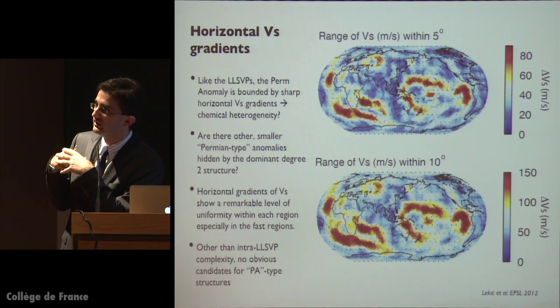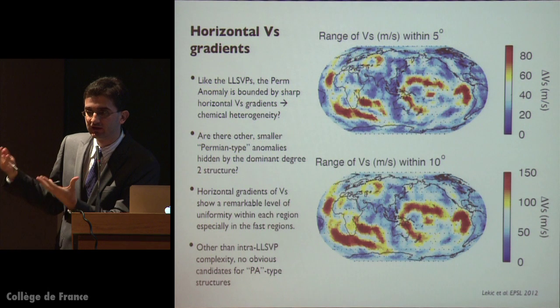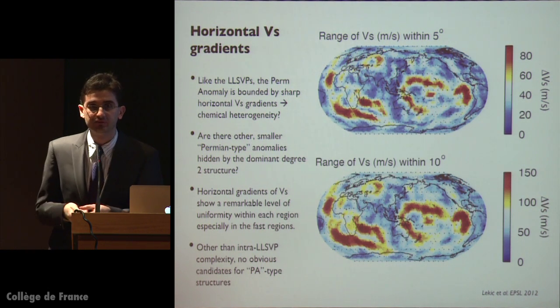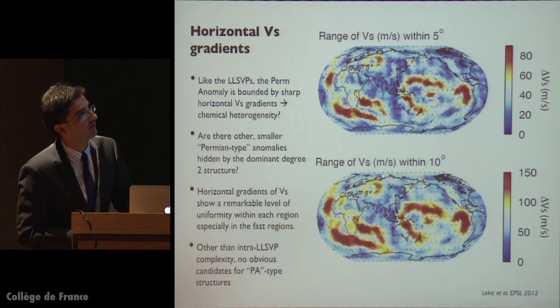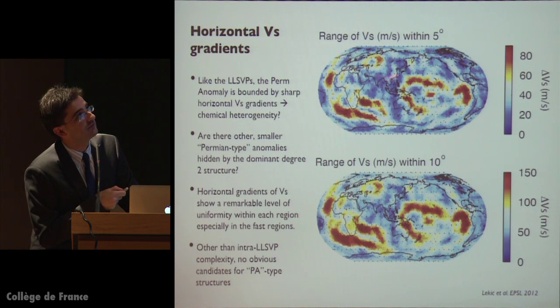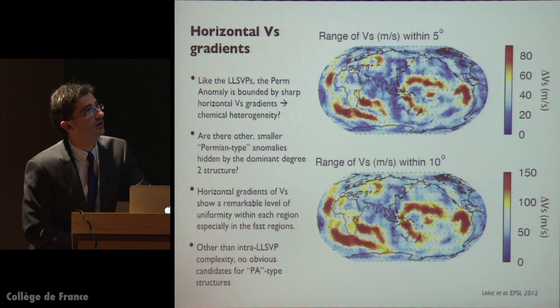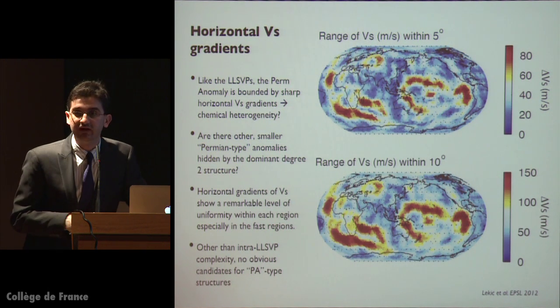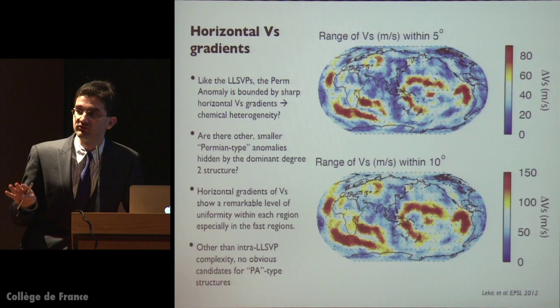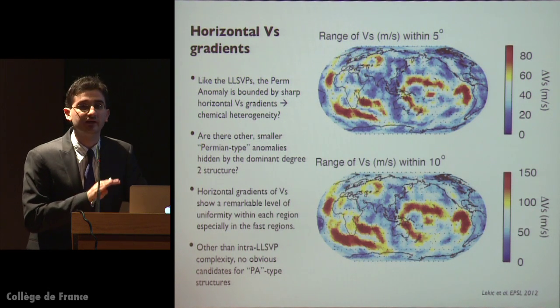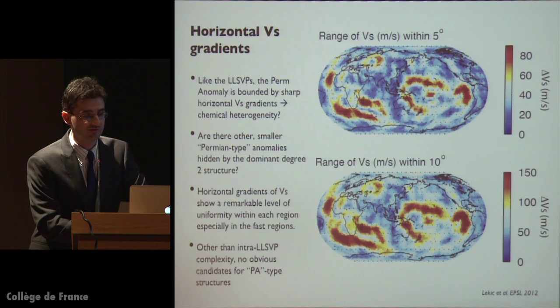I want to point out that in the fast region, in the faster than average cluster, this is the cluster which people tend to associate with the accumulation of past subduction, of slabs subducting in the past. These gradients, at least on the length scales as small as 5 degrees, are simply minuscule. So there's very little variability in velocity within the fast region, really strikingly little variability in velocity within the fast region.